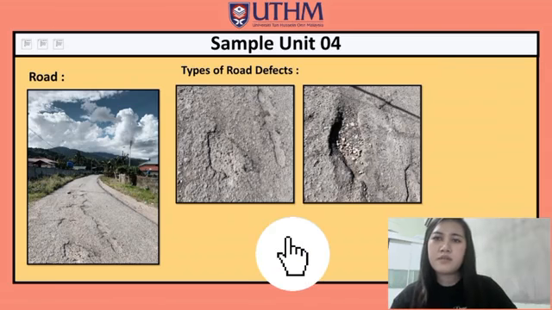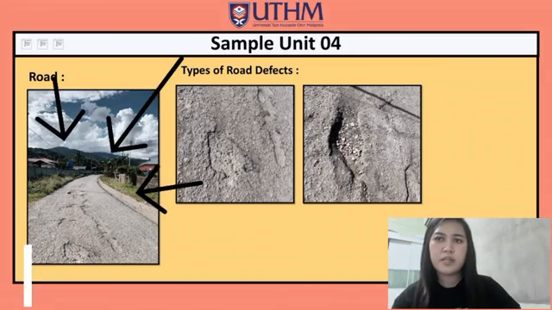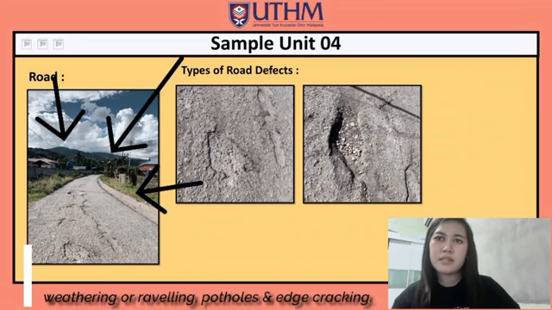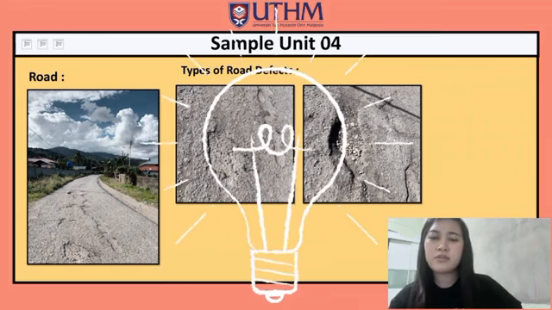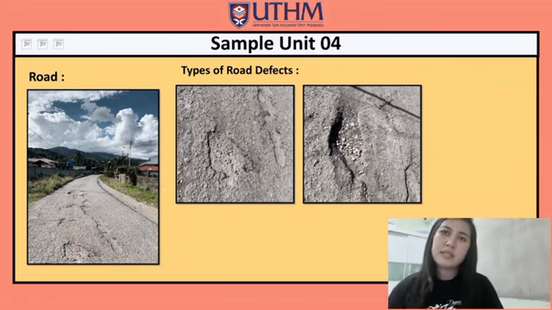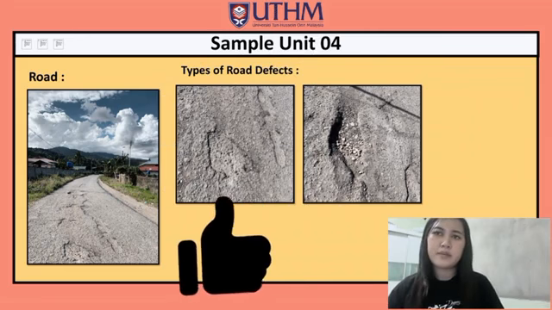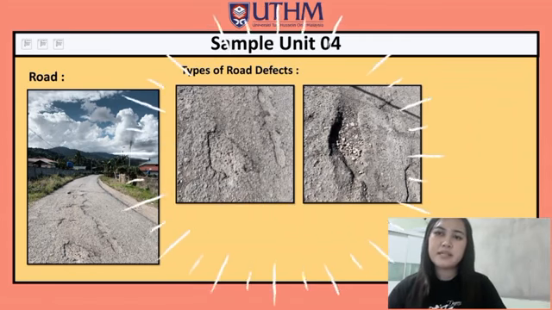Some examples of distress that I found along the way in sample unit 4 were weathering or raveling, second, potholes, and third, edge cracking. After doing some calculation to determine the pavement condition index for the sample, the PCI that I get is 11. This means this section of pavement is in very poor condition. As a conclusion, for this pavement condition, it is recommended to reconstruct. This means significant renewal and upgrade is needed and the asset is barely serviceable.